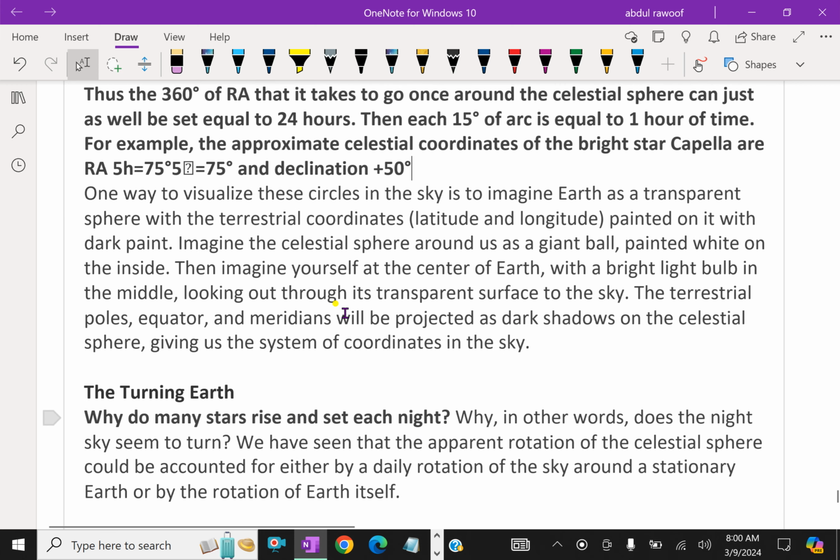The turning Earth. Why do many stars rise and set each night? What's the reason? Why, in other words, does the night sky seem to turn? We have seen that the apparent rotation of the celestial sphere could be explained either by a daily rotation of the sky around the stationary Earth or by the rotation of Earth itself.